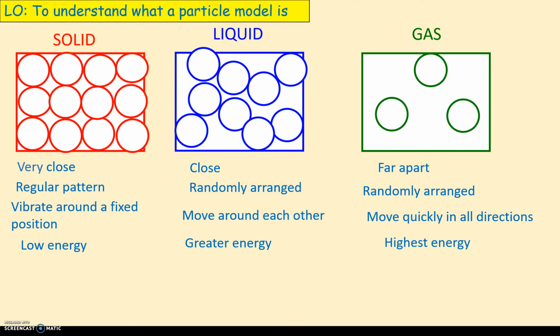However, if it's a liquid, then the particles are close, but they're not as close as a solid. They are randomly arranged, they're not fixed as in the previous one, and they move around each other. Therefore, they tend to have greater energy. And if they're a gas, the particles are far apart, they're randomly arranged, and they move quickly in all directions. And these tend to have the highest energy. So in your written response, those are the sorts of things you could have included. If you've not got this information, you might want to pause the video and do this now.